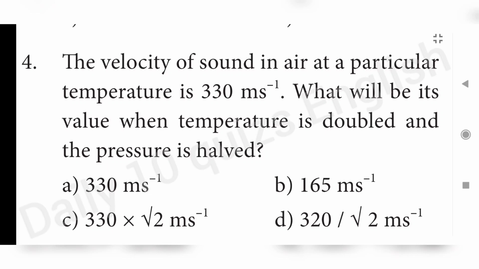Fourth one, the velocity of sound in air at a particular temperature is 330 meter per second. What will be its value when temperature is doubled and the pressure is halved? Answer: it is 330 meter per second, option A. So it is the same 330 meter per second.